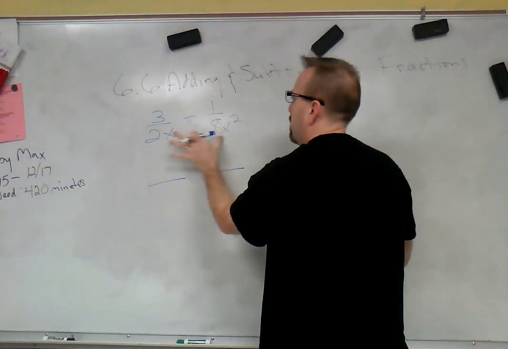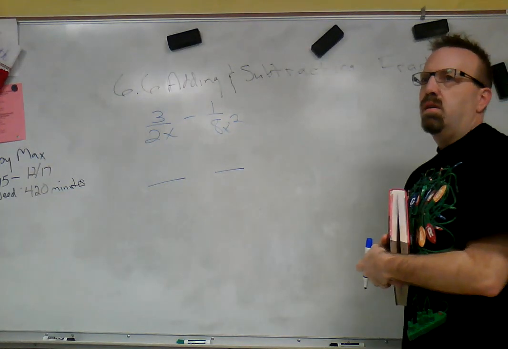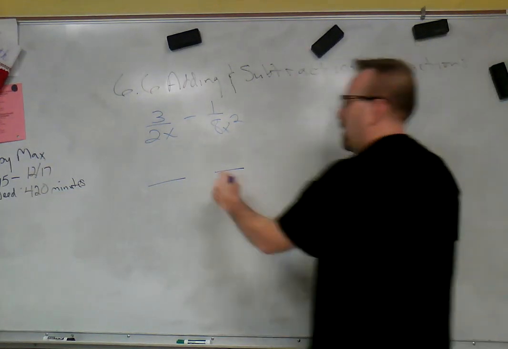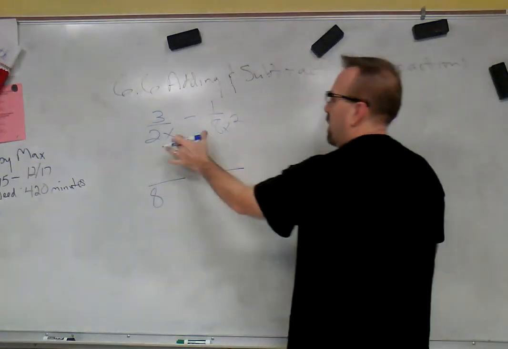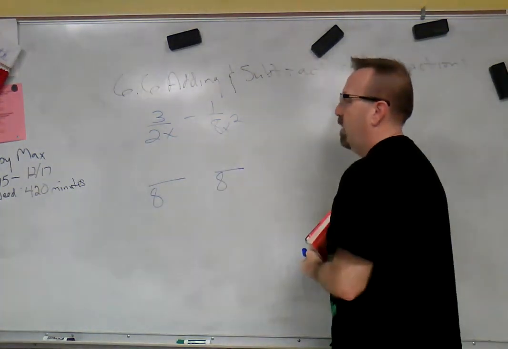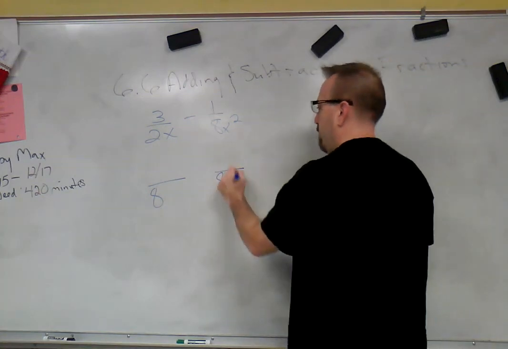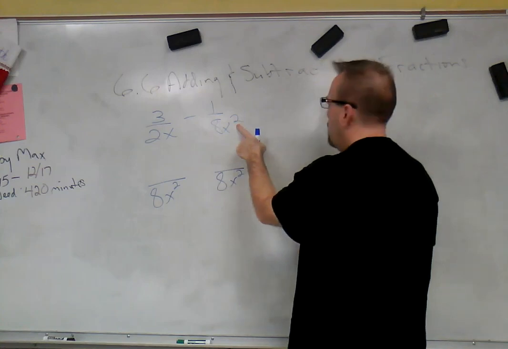So we first look at the numbers 2 and 8. What would our common denominator be? 8. The common denominator would be 8. Okay. Now, if we look at x and x squared, we have to go with the highest power. So which one's the higher power? X squared. Okay. So this one's the same. So we don't have to change the top at all.